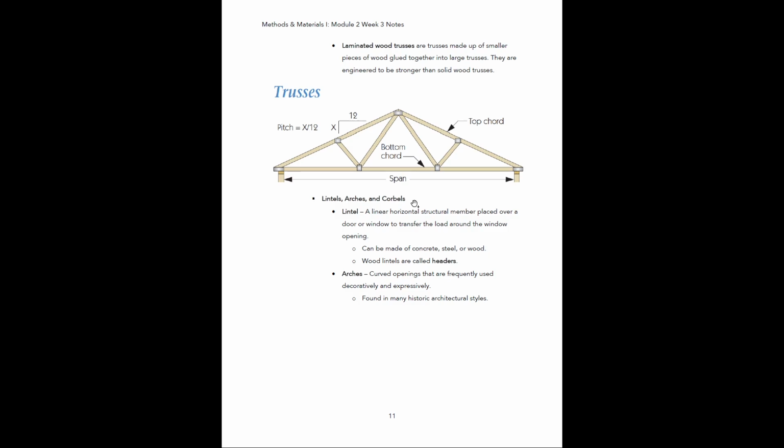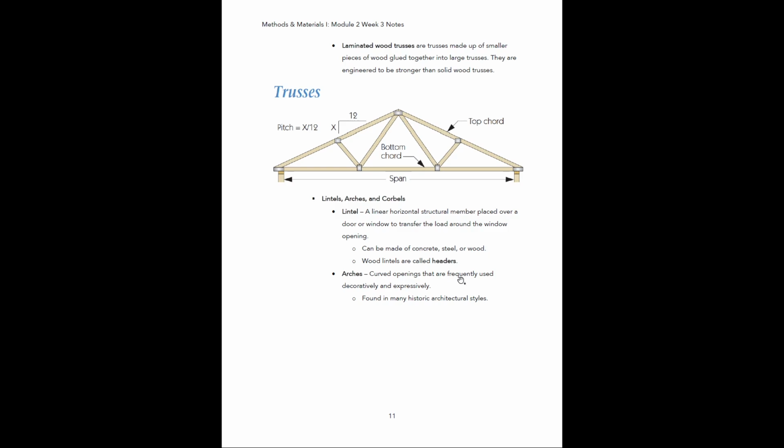Lintels, arches, and corbels. Okay, so a lintel is a horizontal structural member placed over a door or a window, and the purpose of it is to transfer the load from around the window opening, okay? And these can be made of concrete, steel, or wood, and if they're wood, they're going to be called a header. Okay, so that's probably a term you've heard before. Headers, that's probably what they're more commonly called.